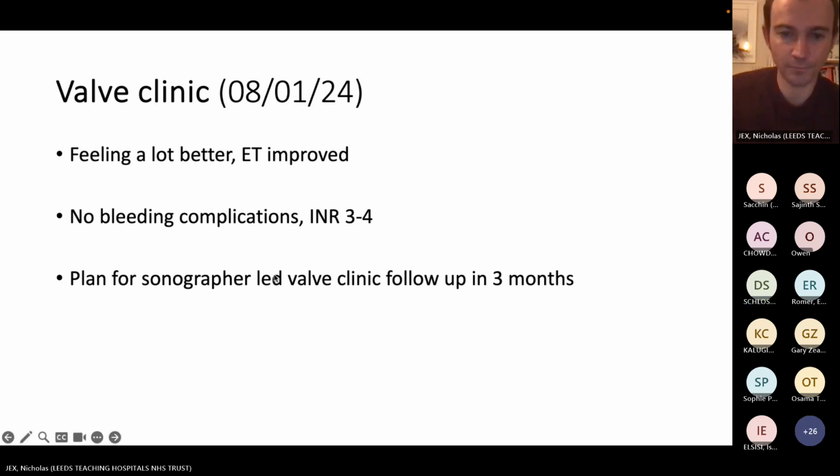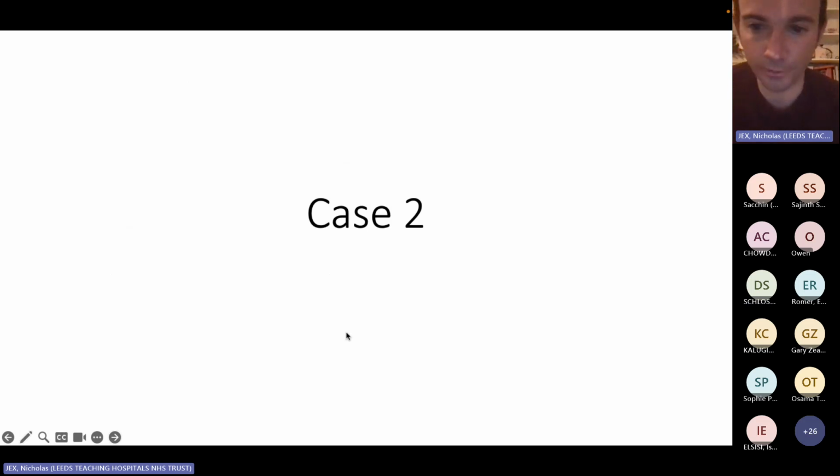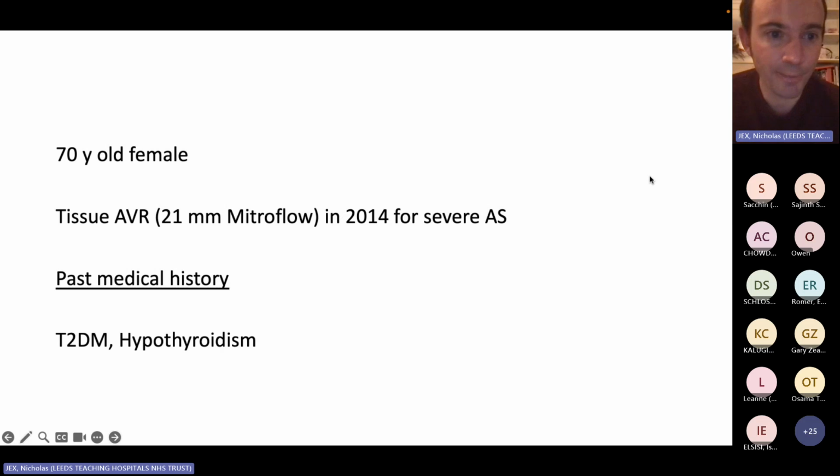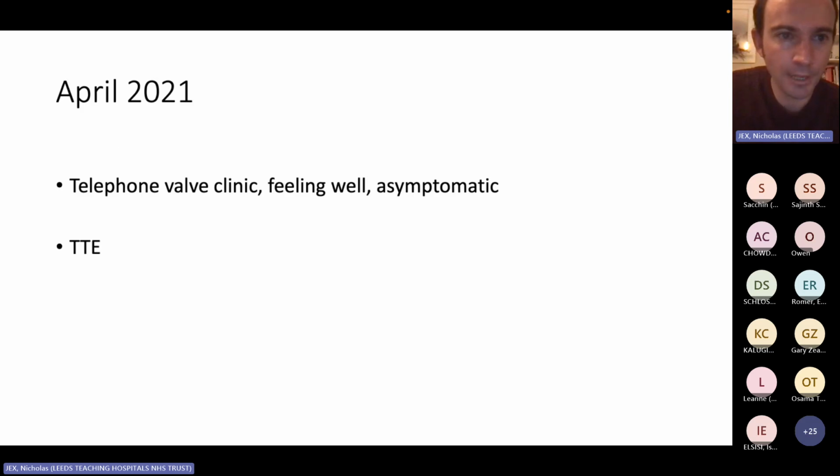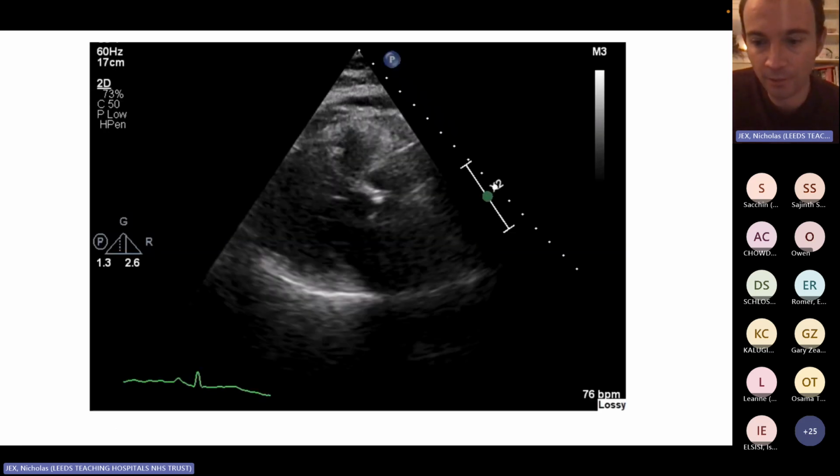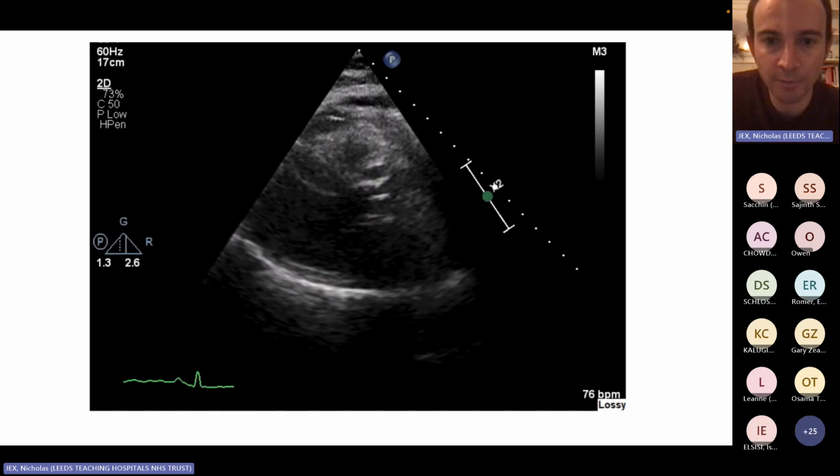Okay, thanks. So again, we'll try and be quick with this second case. So 70-year-old female, tissue AVR, which was a 21 millimeter mitral flow in 2014 for severe aortic stenosis, past medical history of note of type 2 diabetes and hypothyroidism. April 2021, telephone valve clinic, feeling well, no symptoms of concern, so has a routine echo, which I'll show you some images for here.